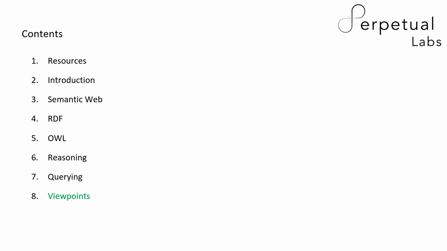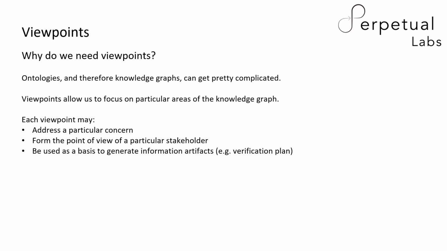So finally, a brief word on viewpoints and why we need them. Ontologies and knowledge graphs can get pretty complex pretty quickly. Most people working on a particular project or within a particular domain will not be interested in the entire domain ontology, but rather a particular aspect of it. Viewpoints allow us to focus on particular areas of the knowledge graph. For example, a viewpoint might address a particular stakeholder concern, or a particular process, or a particular information artifact.